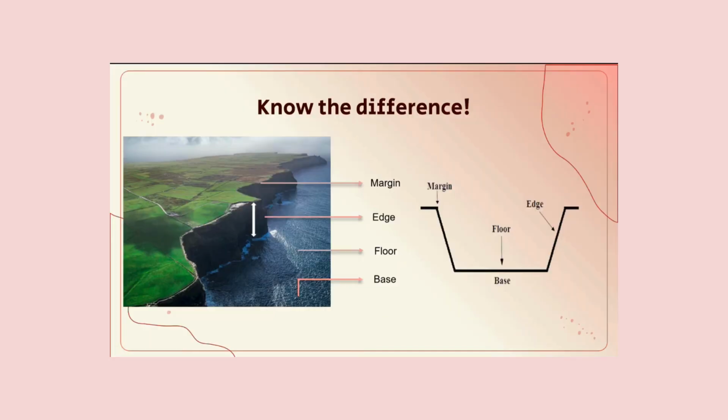A little bit of insight here. People often confuse margin, edge, floor, and base. Margin is actually the border of the ulcer. So in this cliff, you can see the border. The edge is the slope of the ulcer, that is, the side. The edge lies between the floor and the margin. The floor is what you see and the base is what the ulcer lies on.